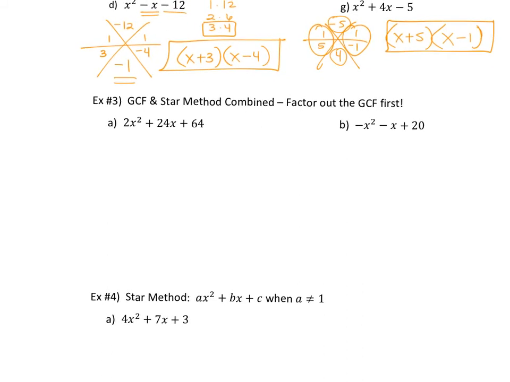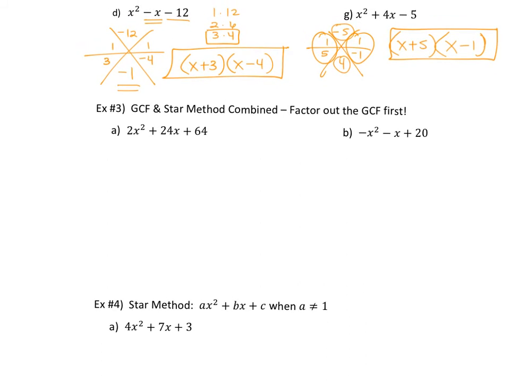Then we move on to factoring out the GCF first in a problem. Sometimes you're going to be able to factor something out before you actually solve it. If you look here, 2, 24, and 64, those are all divisible by 2. So if I factor out a 2, I'm basically saying divide by 2, divide by 2, and divide by 2. So what I'm left with is x squared plus 12x plus 32.